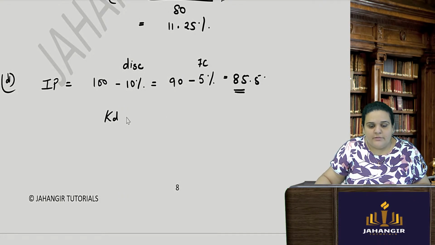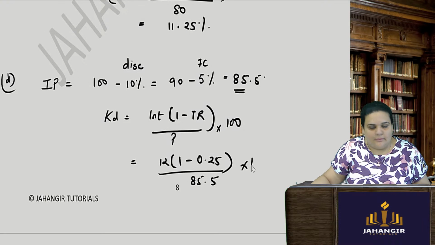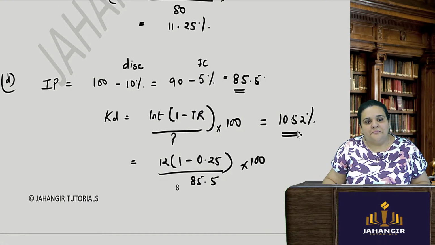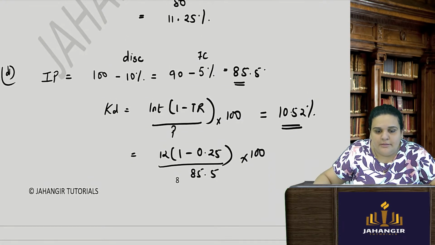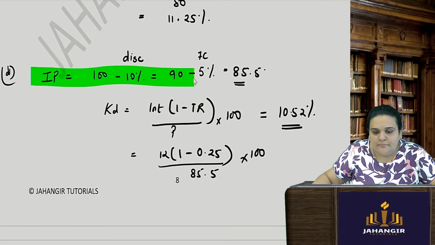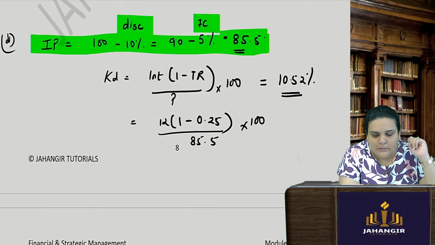So cost of debenture is equal to interest into 1 minus tax rate, upon the price, into 100. So 12 into 1 minus 0.25, and here the price is 85.5, into 100. The answer is going to be 10.52%. Easy. So this was important here. The issue price changed in all the situations, but here there was one more factor.